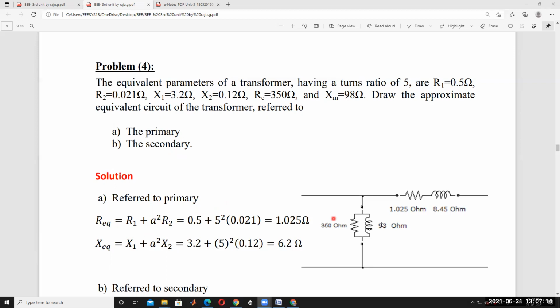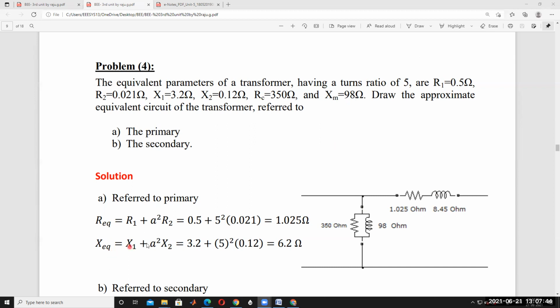How do we convert the secondary side parameters to the primary side? By using the turns ratio concept, that is A squared into R2. So what is the equivalent resistance on the primary side? R1, the primary side resistance, plus A squared into R2, otherwise R2 by K squared. So 0.5 plus A, the turns ratio, 5 squared into R2, that is 0.021. Substitute here and you will get R equivalent in primary.